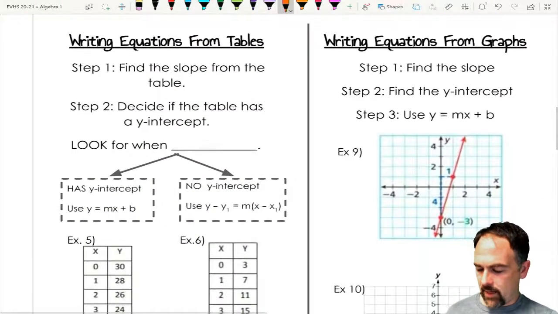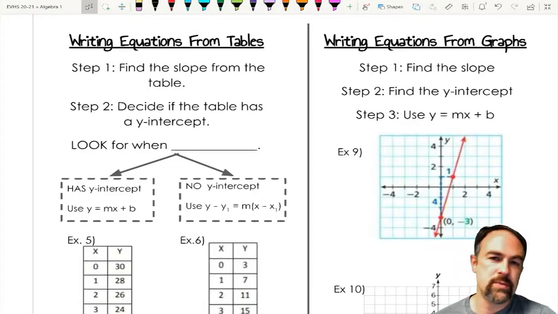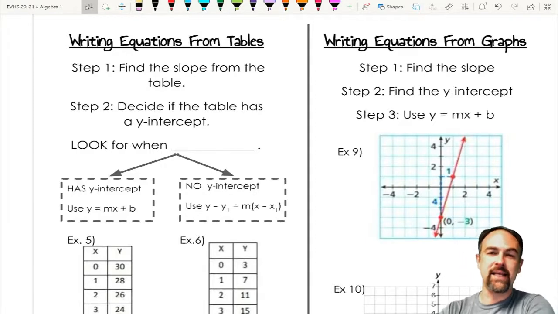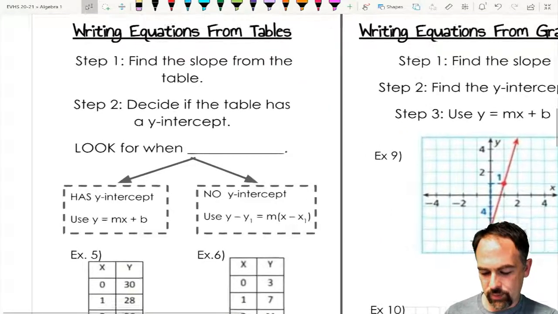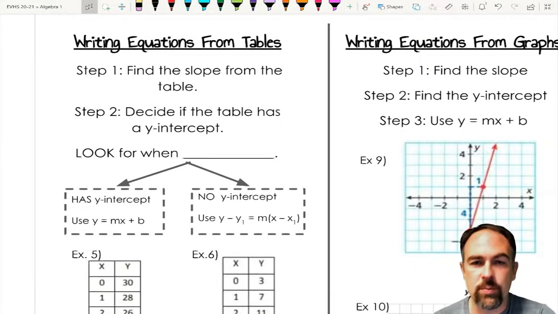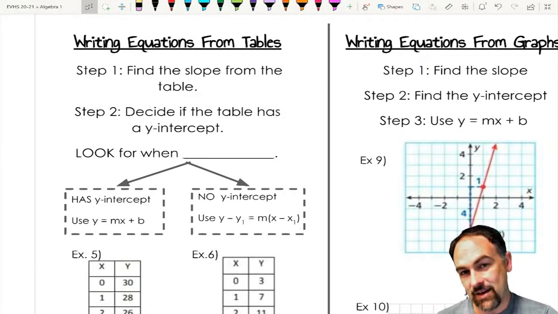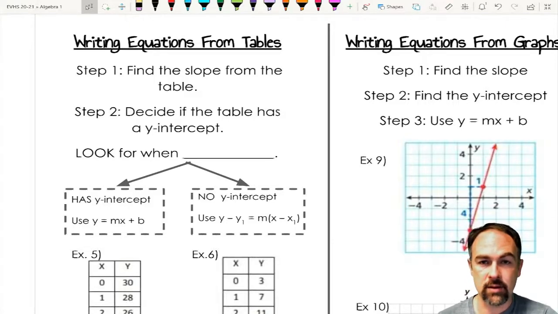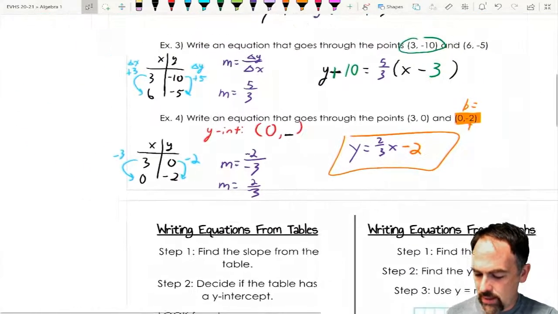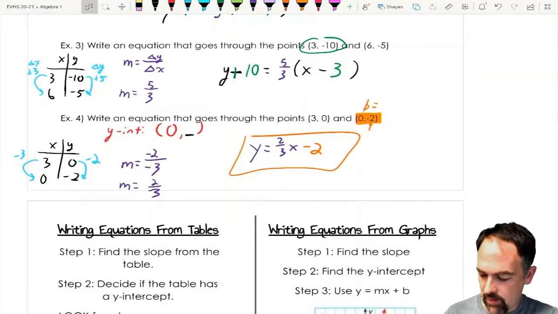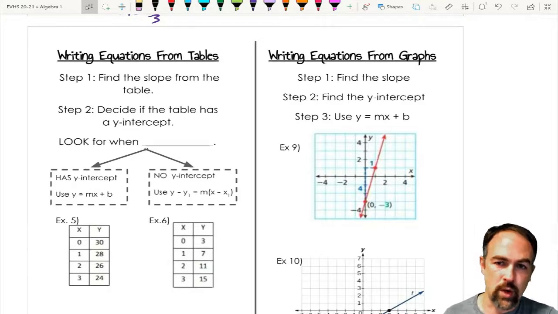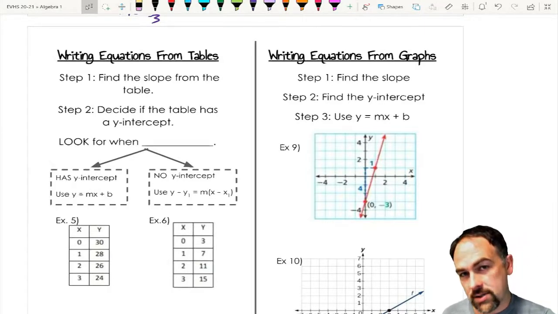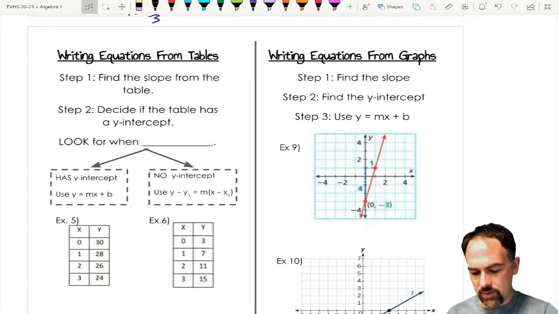All right. Now, I said that we're going to be doing this from word problems or from tables. Basically, we've got to be able to handle any particular situation and write the equation out of it. So, when we're given tables, we're going to first find the slope of that table. Okay, then we're going to decide whether or not it has a y-intercept, which is just what we did on examples 3 and 4. Okay, this one had a y-intercept. 4 had a y-intercept, whereas 3 did not. Okay, if it has a y-intercept, you're going to use y equals mx plus b. If it has no y-intercept, then you're going to be using point slope.